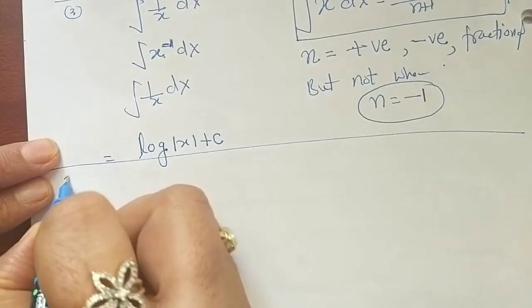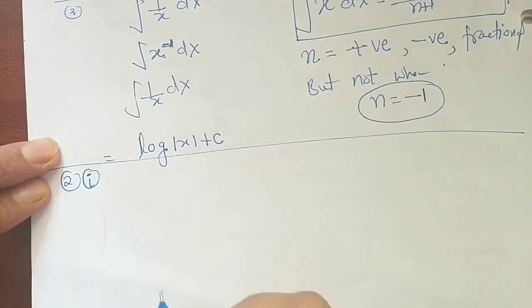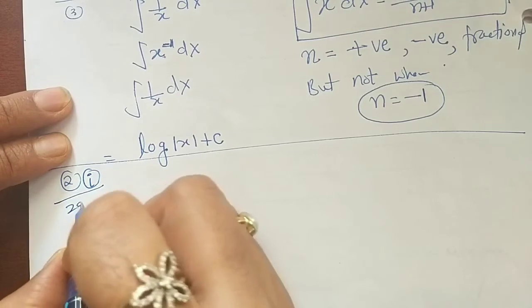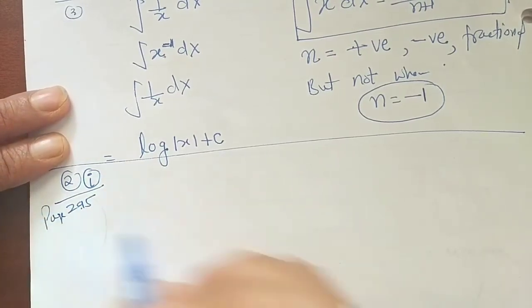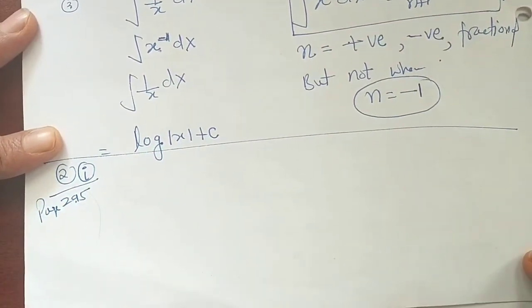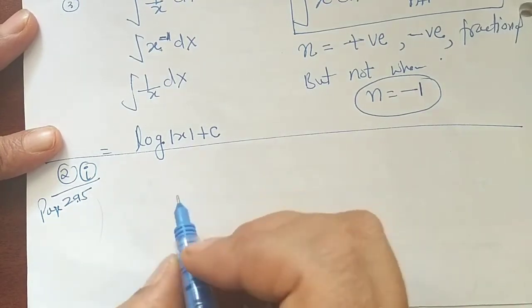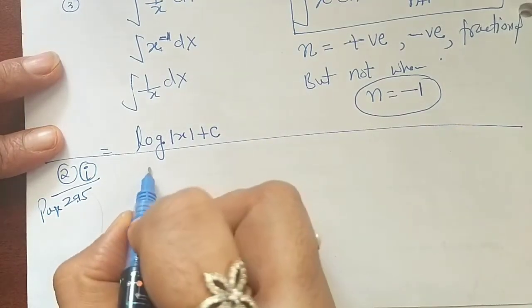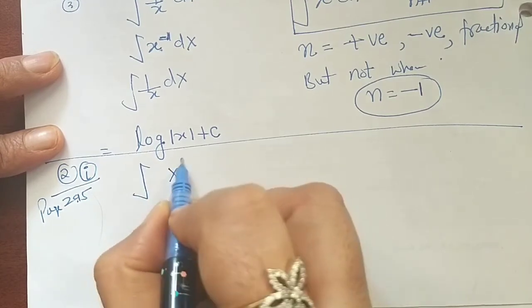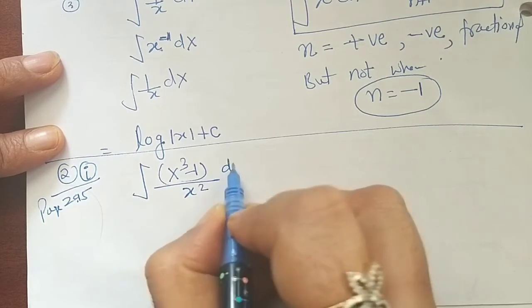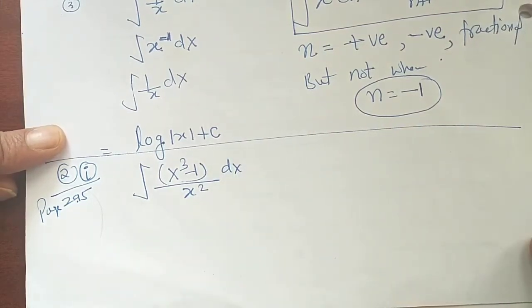So you have example number 2, first part, which you can find on page number 295, guys. This is your page number. Okay, so the first example is given. It is the integral of x cube minus 1 by x square dx.